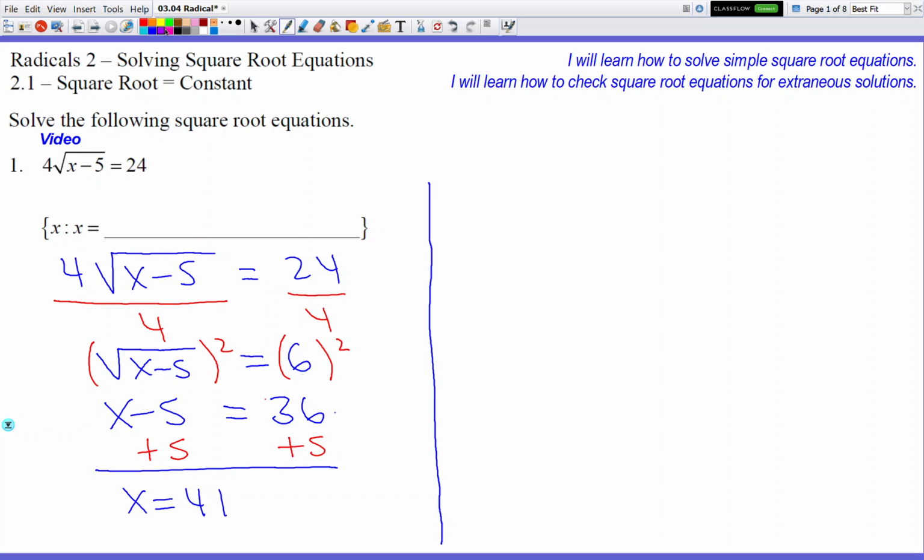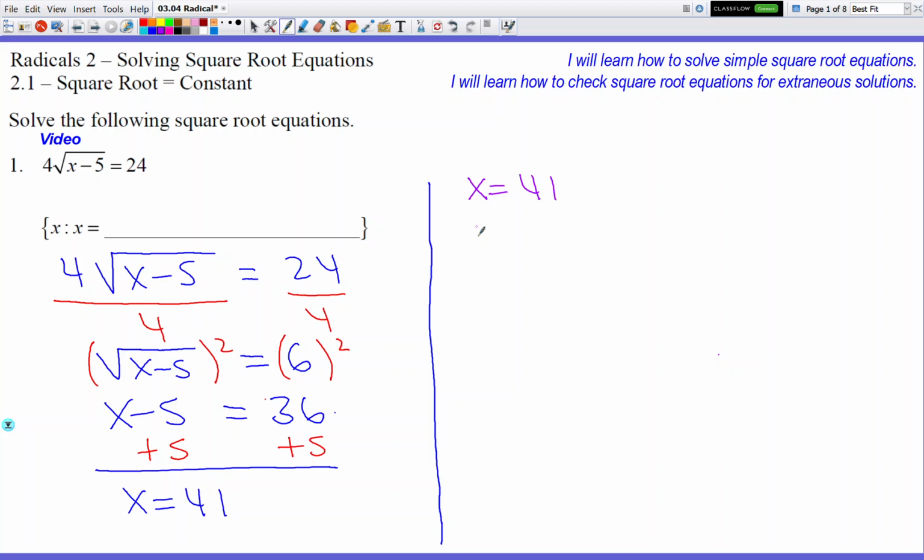Okay, and I know you're going to say, oh my goodness, this is going to be so irritating that we have to check this answer. Well, like I said, sometimes you're going to get an answer, and you're going to check your answer and it's going to be like, whoa, it doesn't work. And you have to cancel that answer out. You cannot submit that as an answer at that point. Okay, so let's check to see if x equals 41.